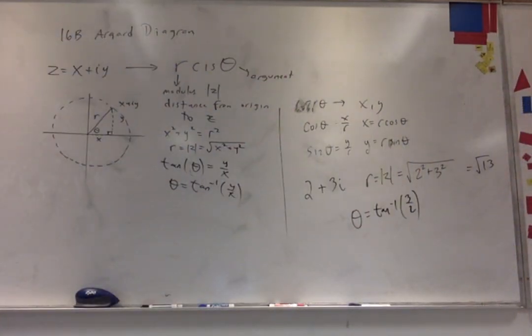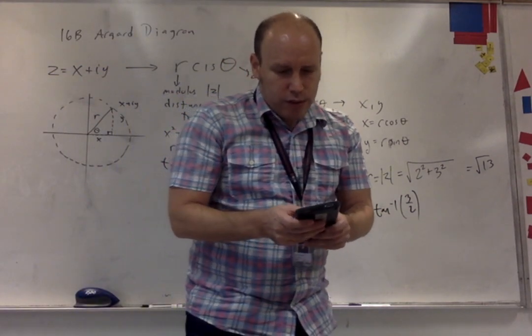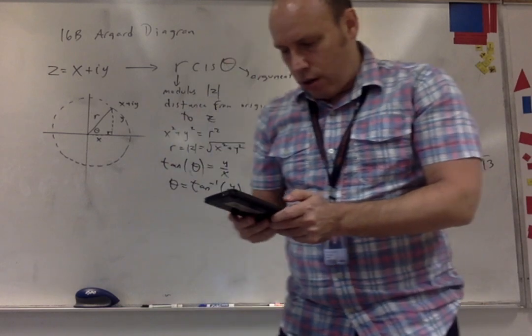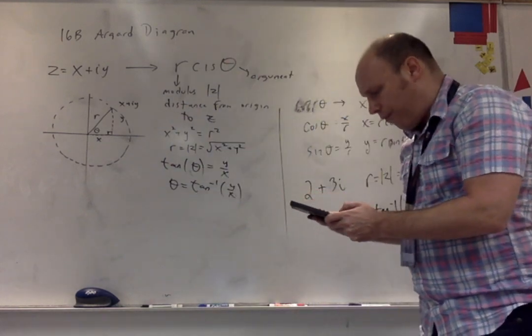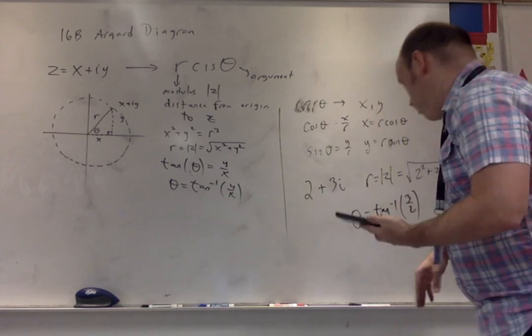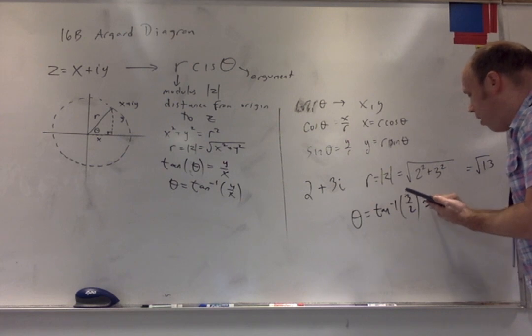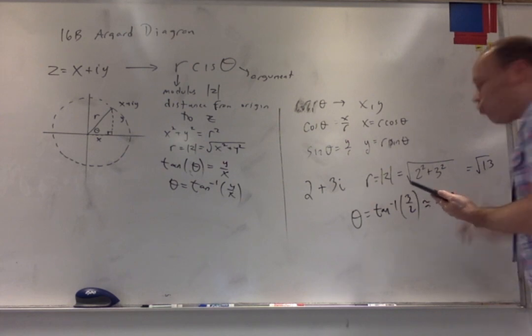Let me get my calculator from my bag. So you turn your calculator on. You go to trig, inverse tangent, enter 1.5, and I get 0.982. So that's about 0.982 radians.